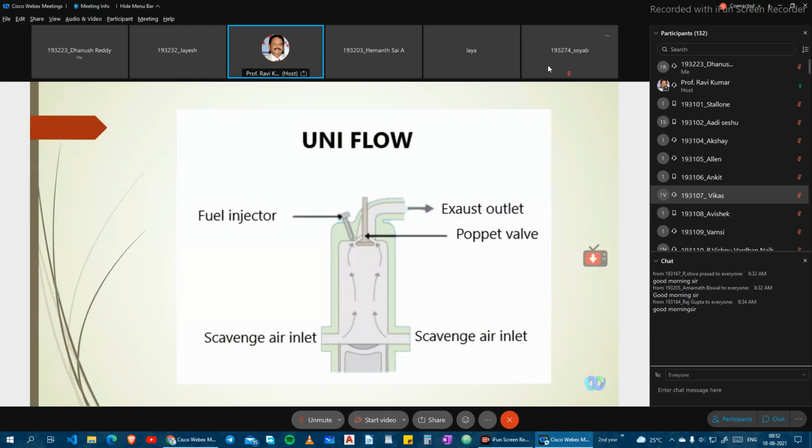That's why we are going to see this here. We have a fuel injector there. We have a poppet valve. We have a small poppet valve there.